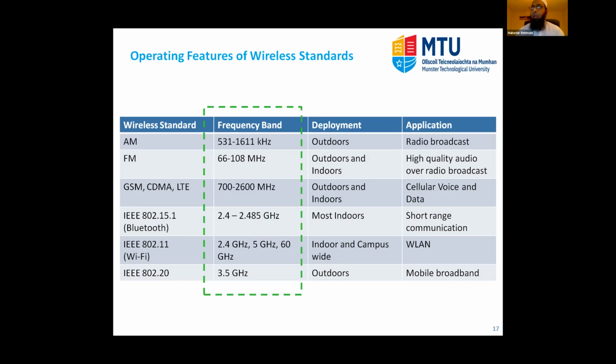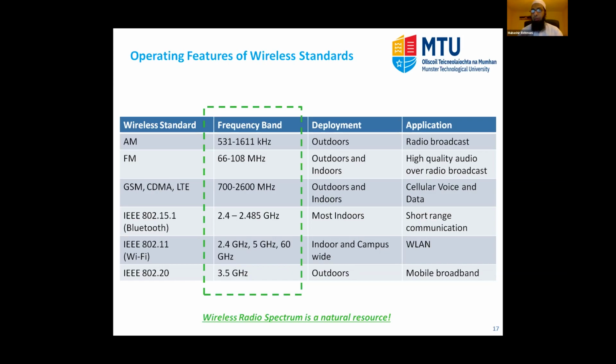For example, the FM radio communication network operates on megahertz band, and their communication coverage is far, 30 kilometers, 40 kilometers. And when we talk about GSM or mobile phone communication network, it sometimes operates on 800 megahertz, 900 megahertz band, or 1800 megahertz, depending upon the licensing. So these are the frequency bands on which these different wireless standards operate.